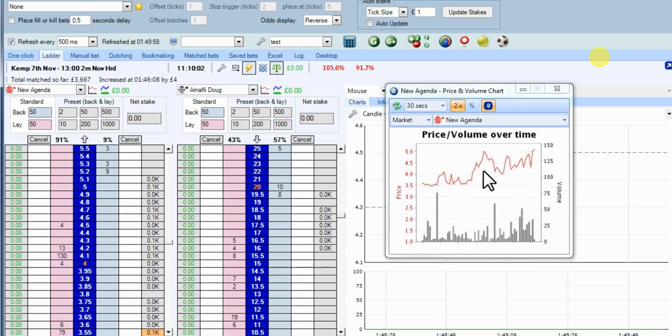So this is one of the entry points I look for, where the favourite has started lower, reached a high point, and then started to steam down. As soon as it starts to steam down, I look at placing my back bet, which gets taken. The odds continue to steam down, and then I place the lay bet.